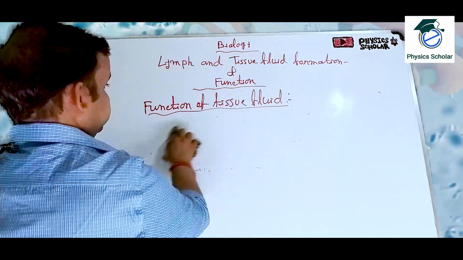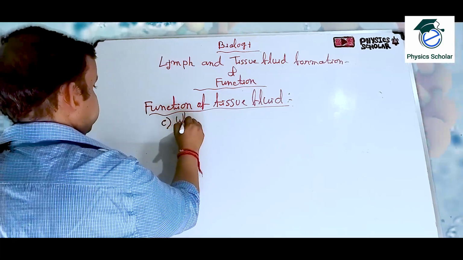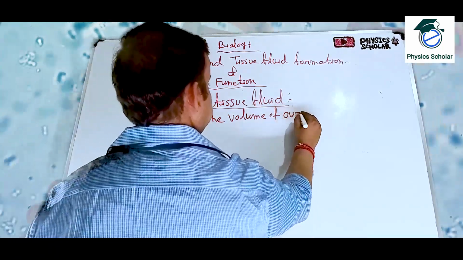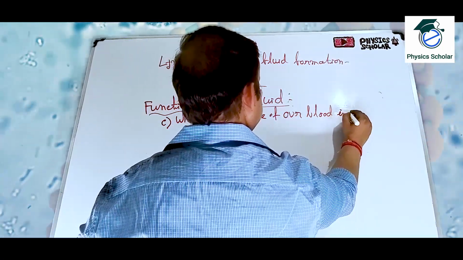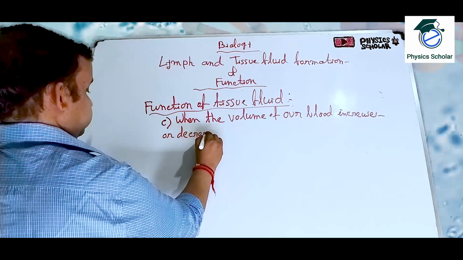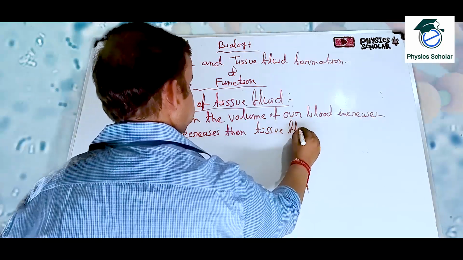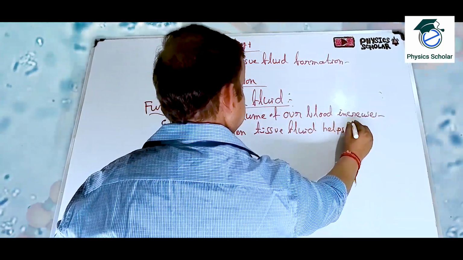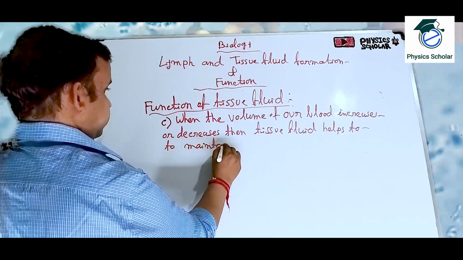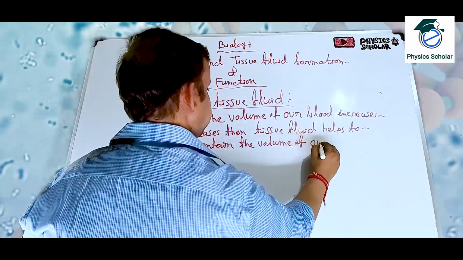Now the next one will be: when the volume of our blood increases or decreases, then tissue fluid helps us to maintain the volume of our blood.